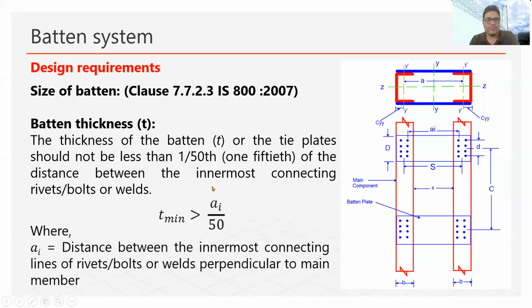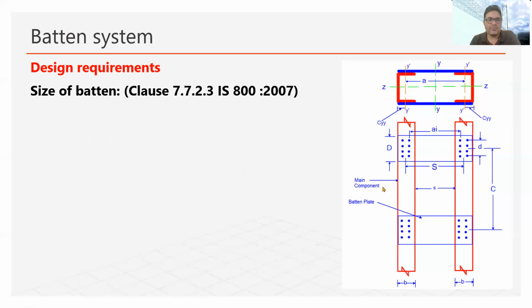Now, so I have already provided here the distance between the innermost connecting lines of the rivet and bolt group. Now coming to the next point. So in the size, now we know how to find out the thickness value, which is a_i by 50. Now coming to the next dimension, which is the depth of the batten.